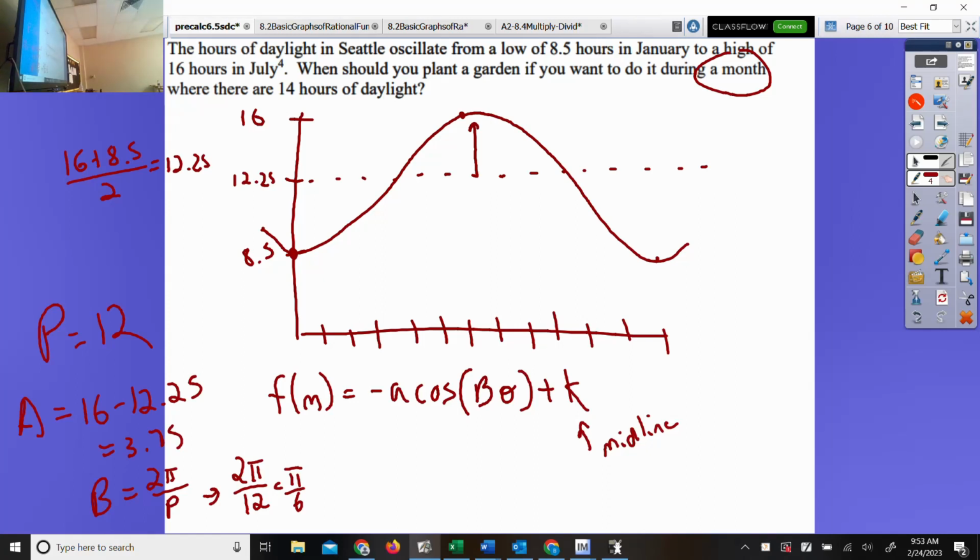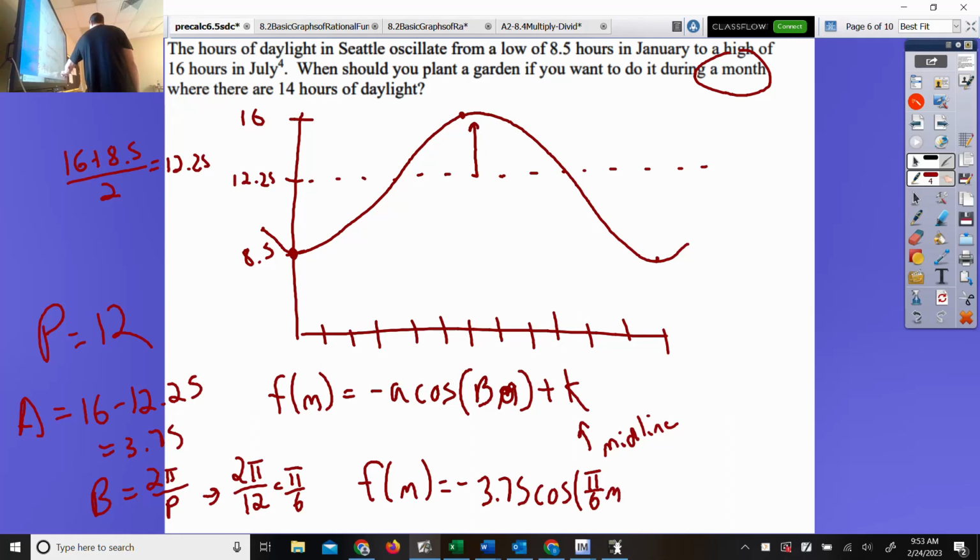I should have made that name m, shouldn't I? Since I'm doing months here. Amplitude, we said, was 3.75. So the function is negative 3.75 cosine of pi over 6 times whatever month number it is, plus the midline, which was 12.25.